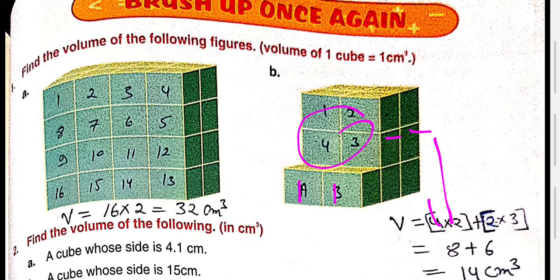Now here how many in front? 1, 2, they are 2. I am writing here A and B because they are the same, and how many rows are there? 3, so multiply by 3.